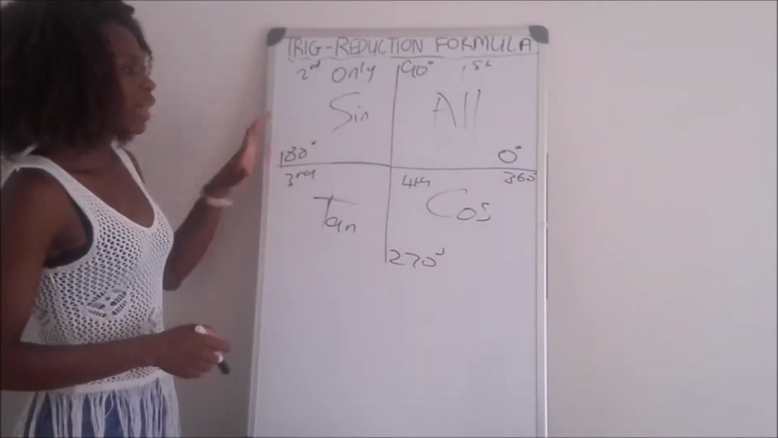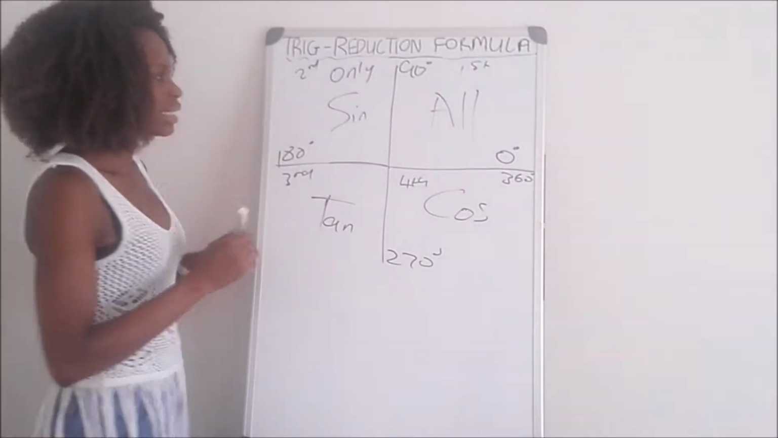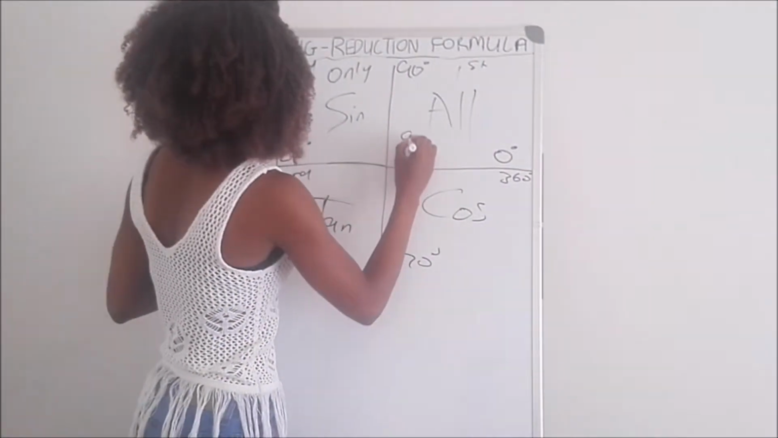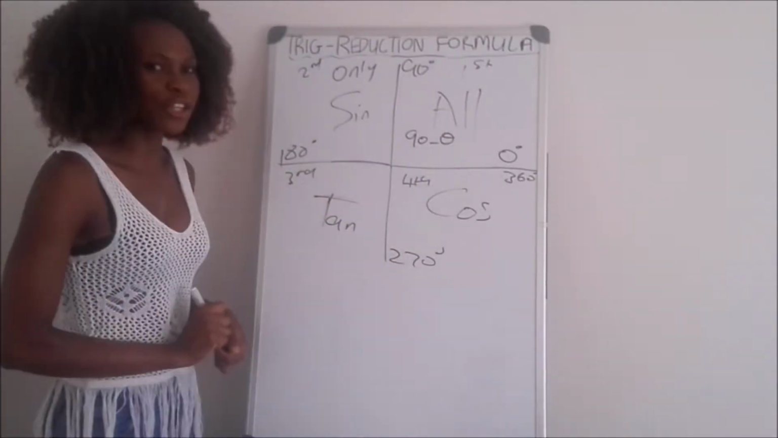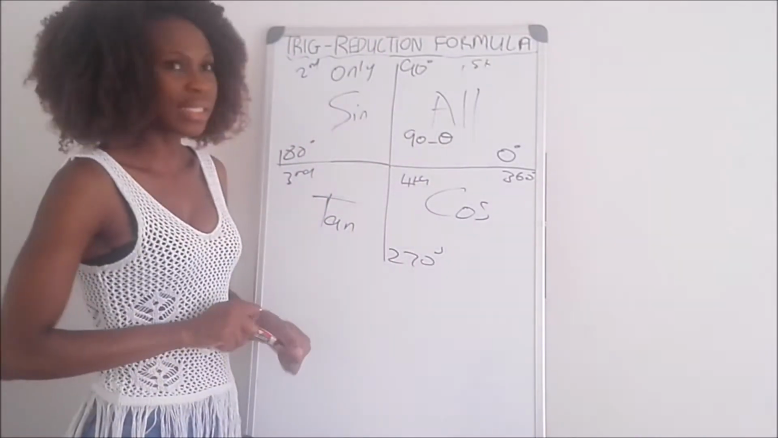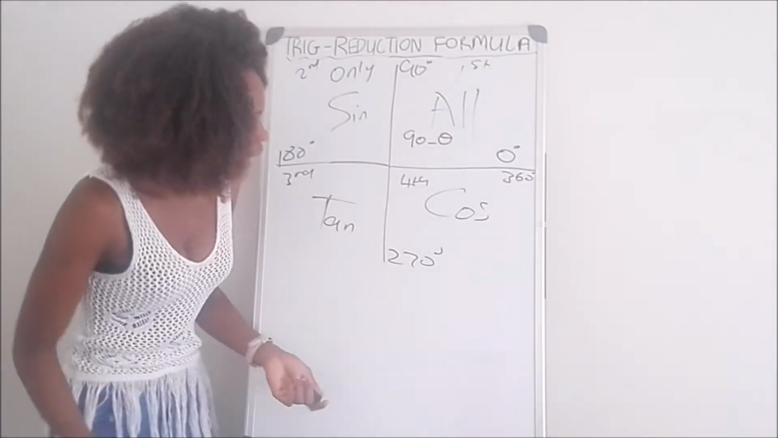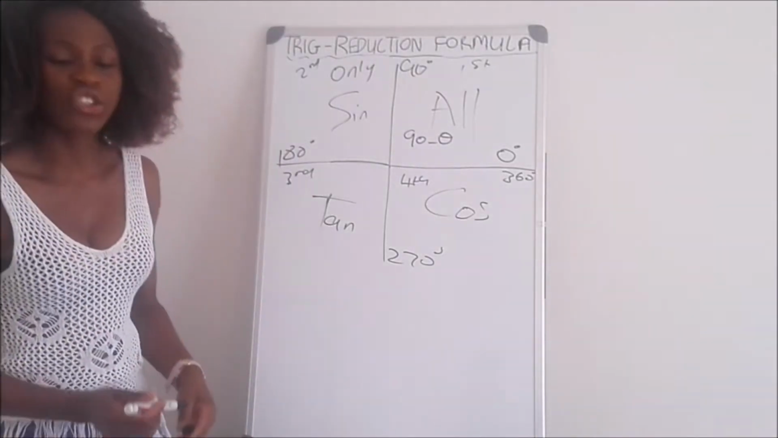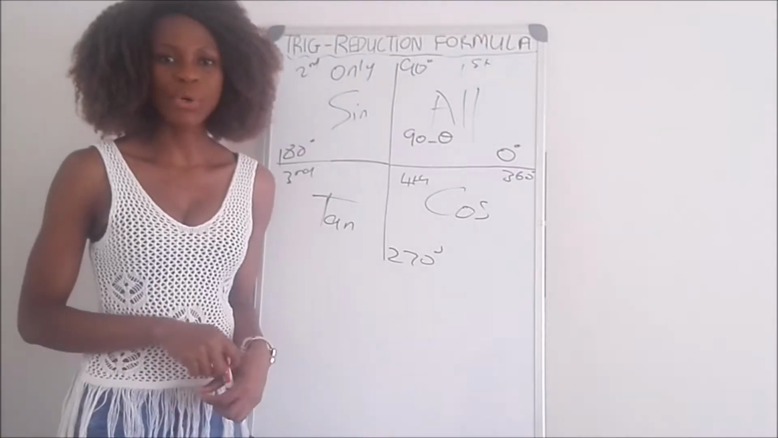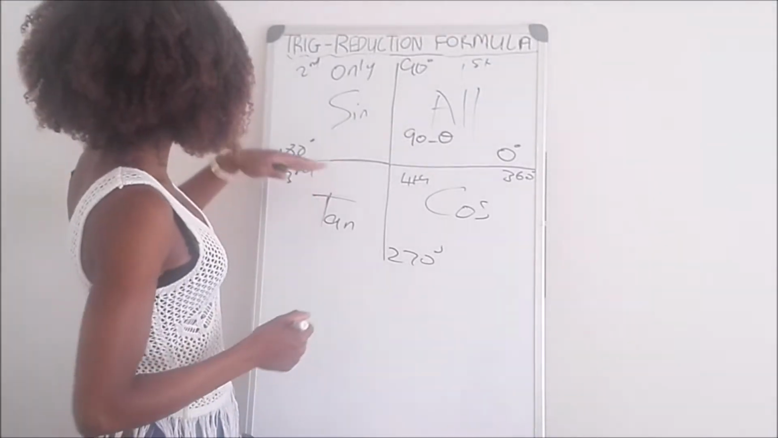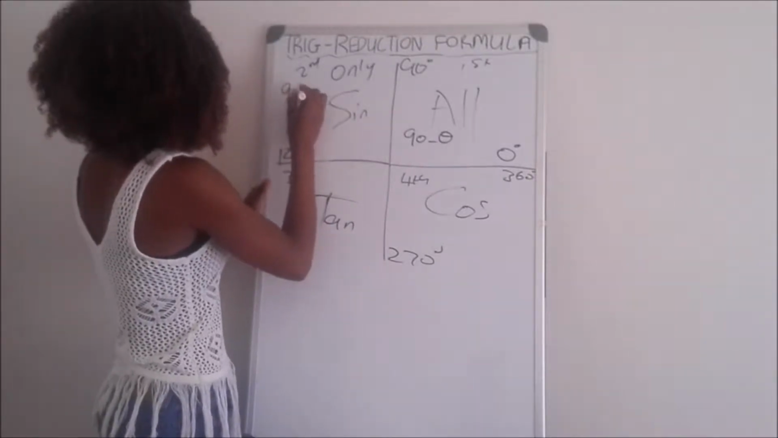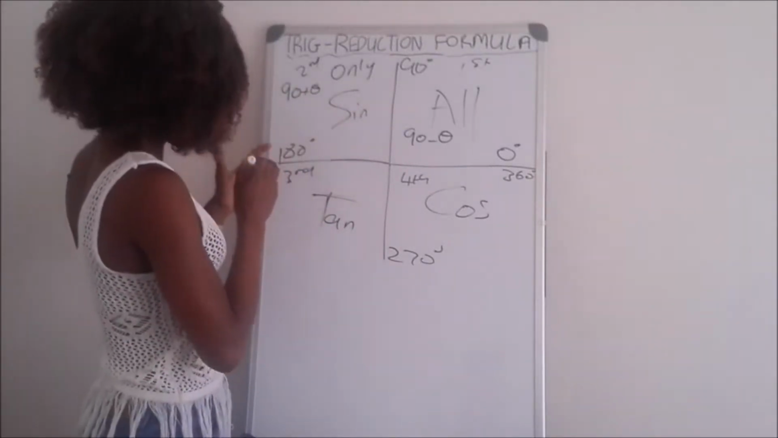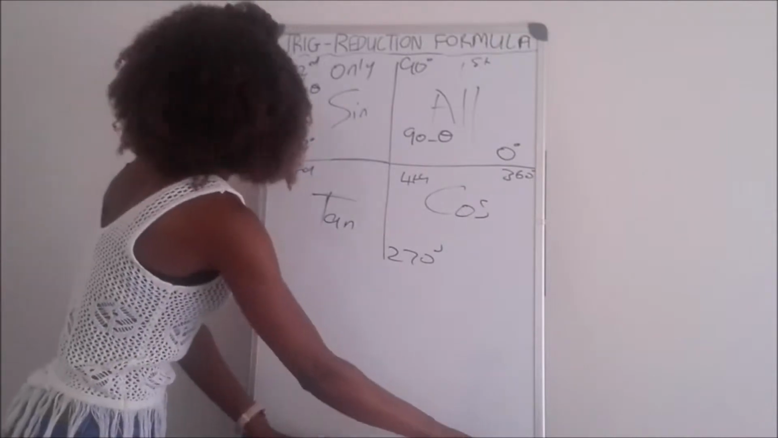Now, when we are looking at reduction formulas, in the first quadrant we have 90 minus theta, of which sine of 90 minus theta equals cos theta, because all trigonometric ratios in the first quadrant are positive. When we move to the second quadrant, remember this is 90 degrees, so it's 90 plus theta, and then also we have 180 minus theta.